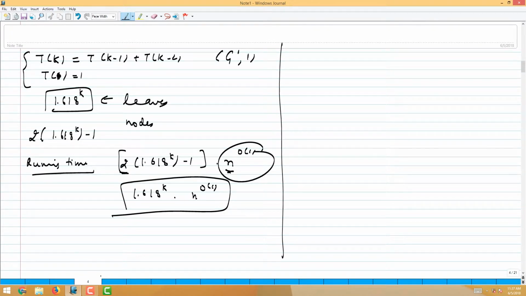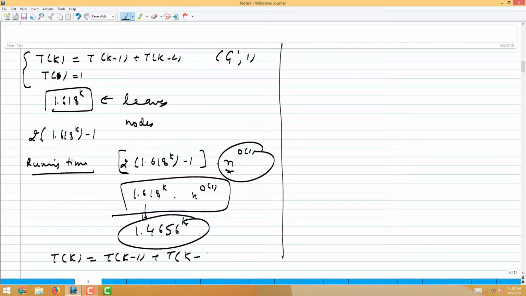You can do something more. You can improve this running time to 1.4656 to the power k. How you can do that is you can design a reduction rule which gives you this sort of a recurrence.